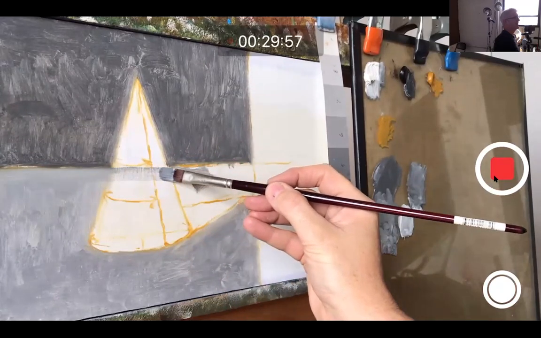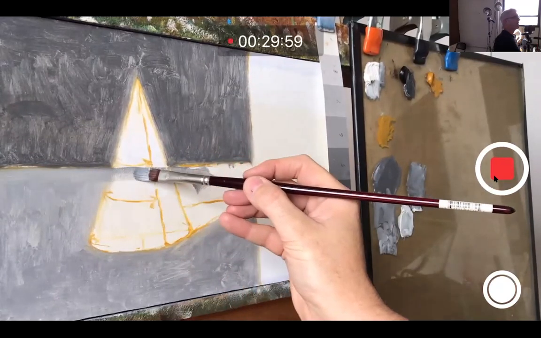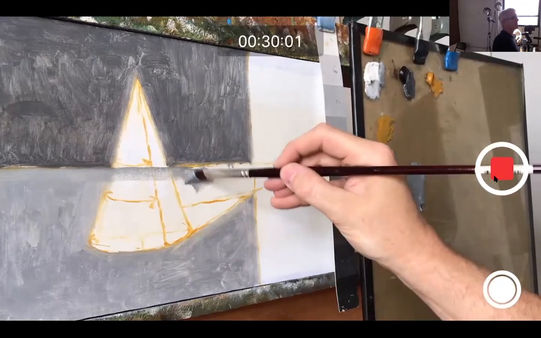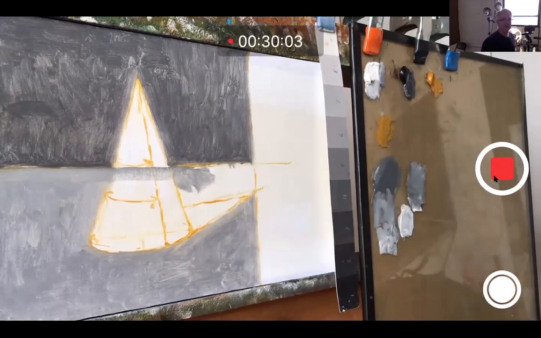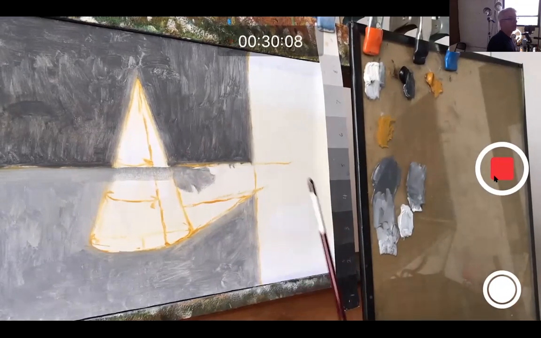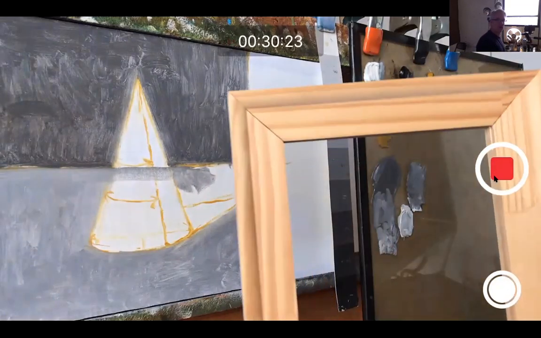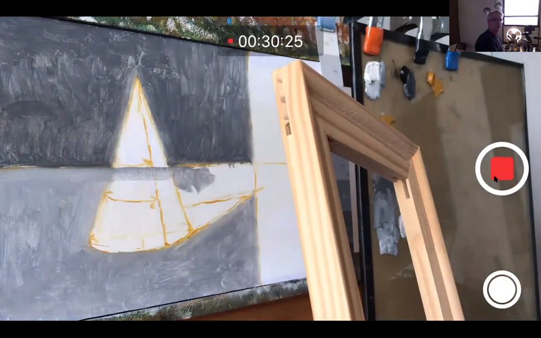What type of canvas are you using? Well, I have a stretched canvas. I can show you at the end. This is a traditional stretched canvas, so this is canvas stretched over, I'll show you. It's a piece of canvas stretched over these stretcher bars.